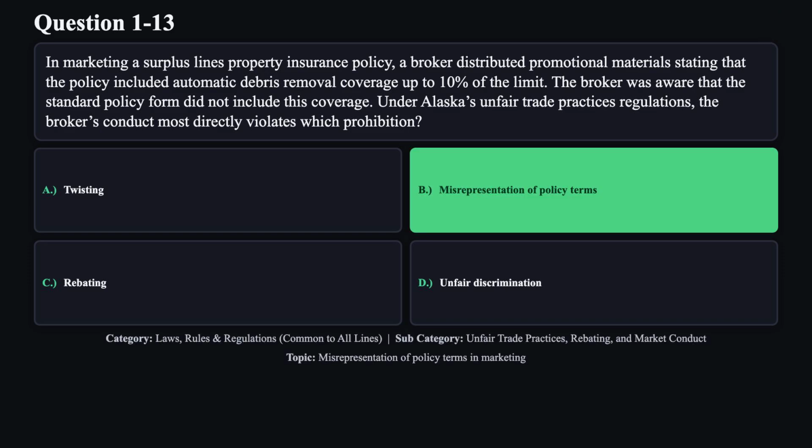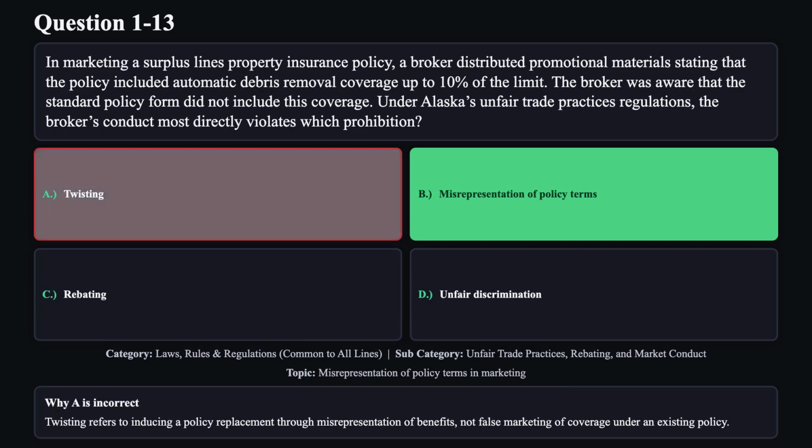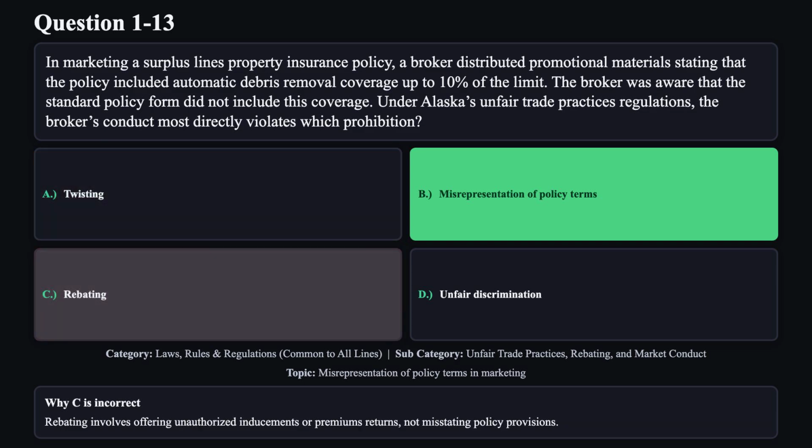The correct answer is B. The broker knowingly made false statements about coverage features in promotional materials, constituting a misrepresentation of policy terms under Alaska law. Reason A is not correct. Twisting refers to inducing a policy replacement through a misrepresentation of benefits, not false marketing of coverage under an existing policy. Reason C is not correct.